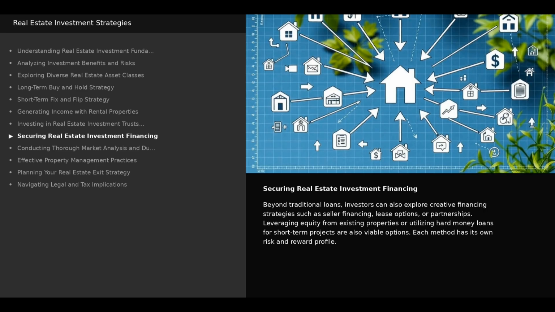Beyond traditional loans, investors can also explore creative financing strategies, such as seller financing, lease options, or partnerships. Leveraging equity from existing properties or utilizing hard money loans for short-term projects are also viable options. Each method has its own risk and reward profile.